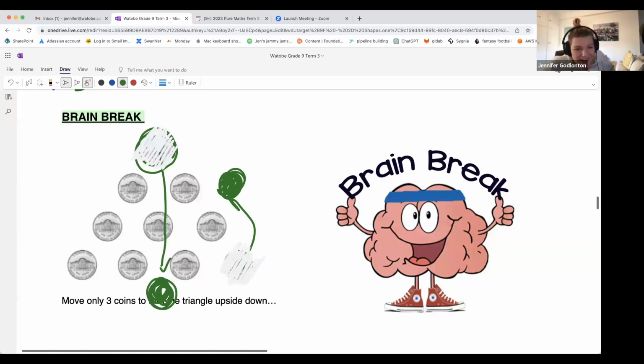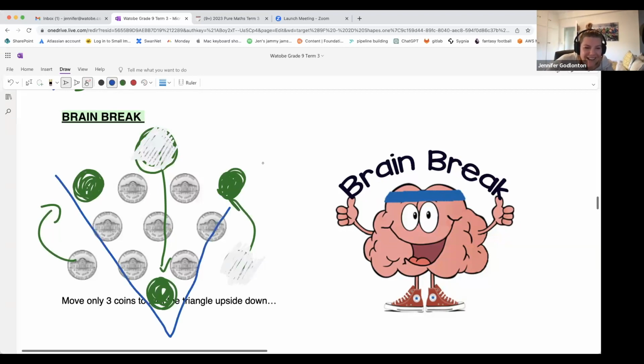Timishan, can you help me? Can you help me finish this? Ma'am, you move the bottom left coin to the same row you moved the bottom one. Yes. Nice. Well done. Here we go, guys. And there is our upside down triangle.